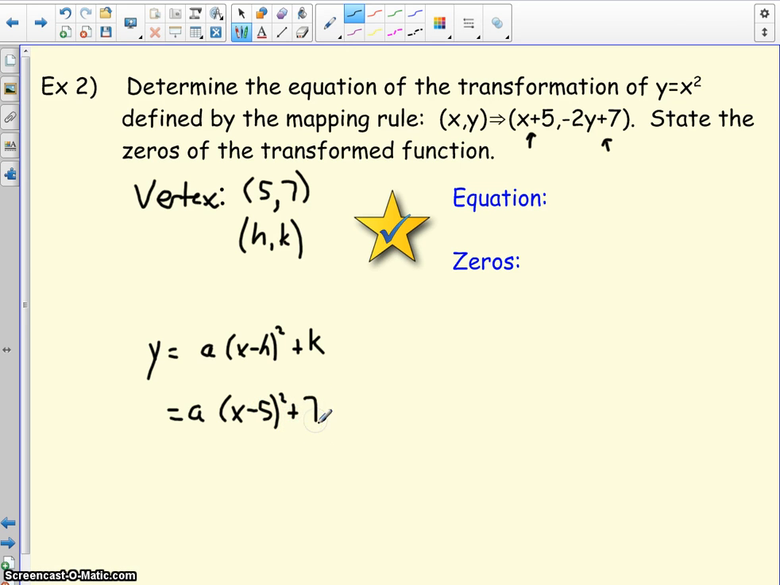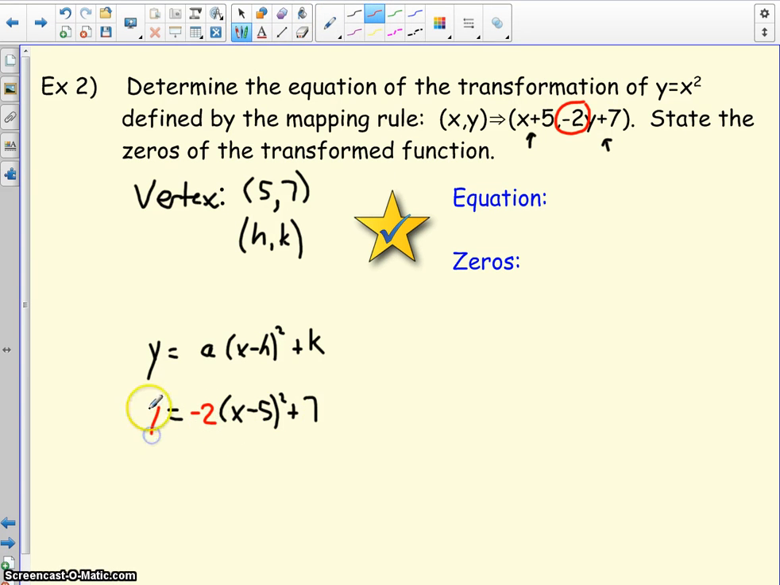Now to find that a value, normally I'd have to sub in a point, but I don't even need a point because, again, I have it from my mapping rule. Every y value I have is multiplied by negative 2. So that tells me I have a reflection in the x-axis and a vertical stretch with a factor of 2. So that gives me my a value. So I can just put that in the equation right away. My a value is going to be negative 2.